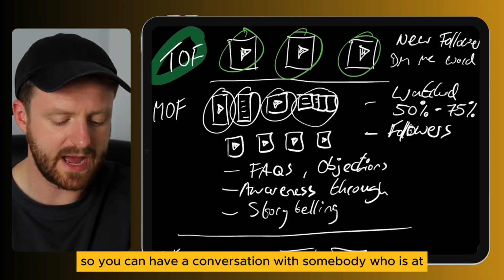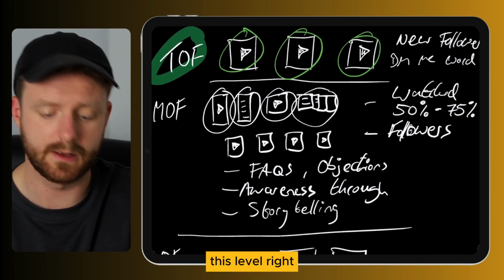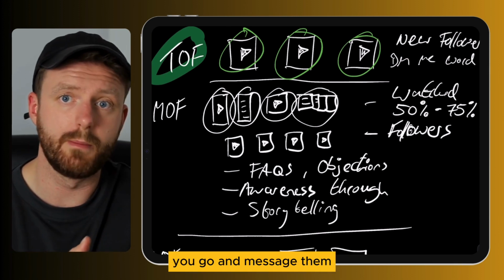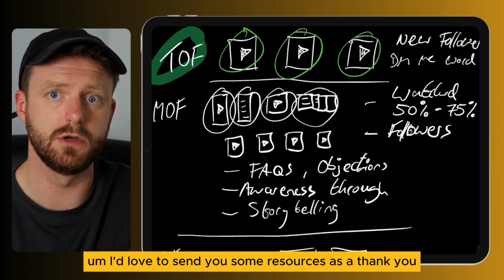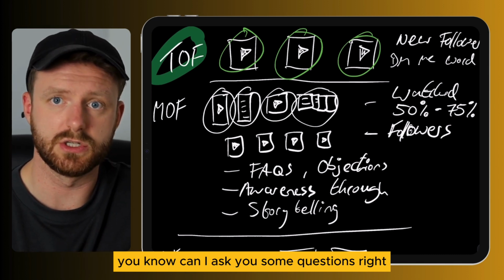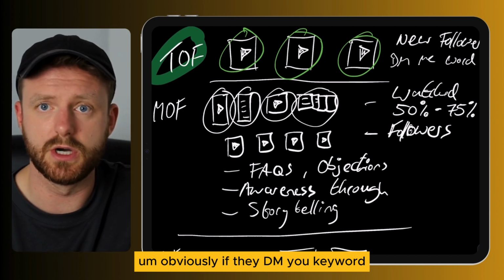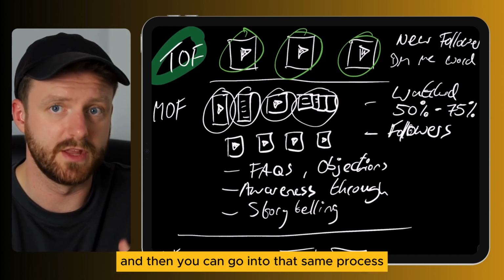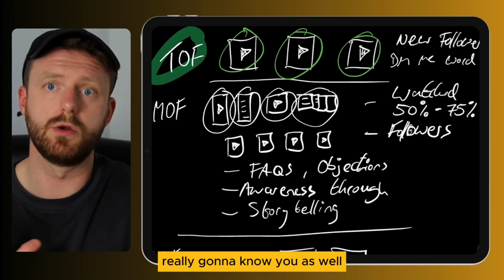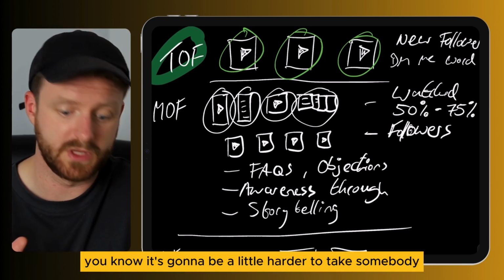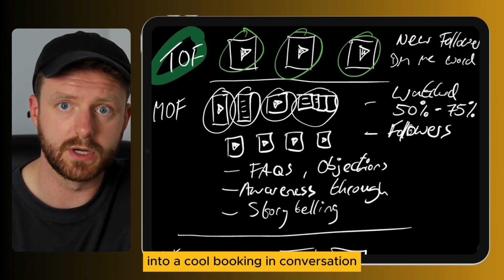So you can have a conversation with somebody who is at this level, right? They're a new follower. You go and message them, hey, thanks for following me. I'd love to send you some resources as a thank you. Can I ask you some questions, right? Obviously, if they DM you a keyword, then they're already in conversation and you can go into that same process. But these guys are going to be more resistant. They're not really going to know you as well. It's going to be a little harder to take somebody just from this level into a call booking conversation.